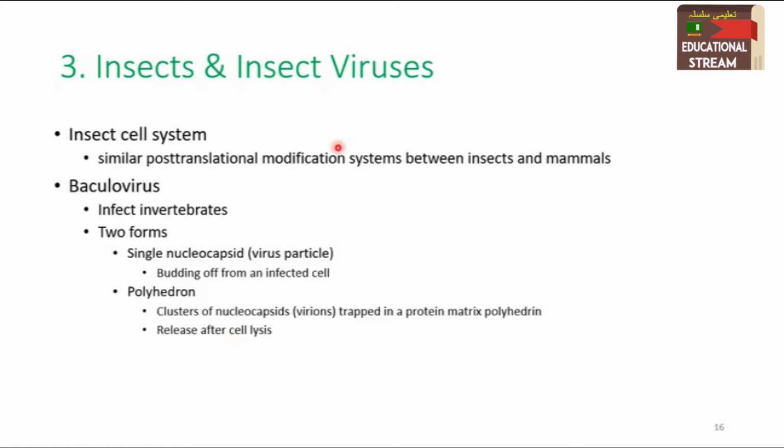The third most important system which is included in the eukaryotic expression system is insects and insect viruses. The insect cell system has the advantage that it has similar post-translational modification to that which occurs in mammals. So there is a similarity between the post-translational modifications of insects and mammals, and mostly baculoviruses are the insect viruses which contain double-stranded DNA genomes.